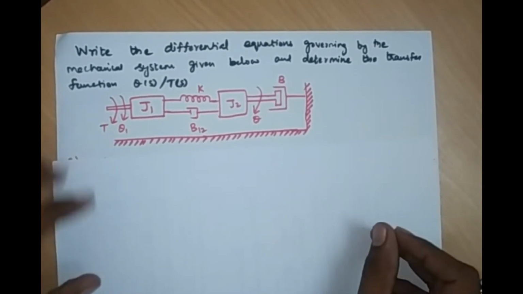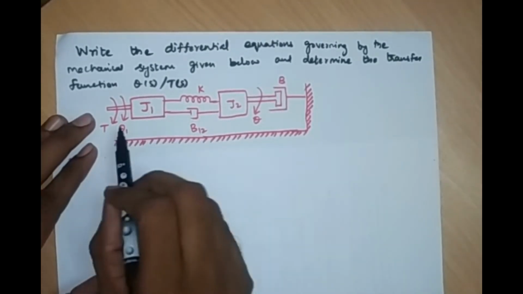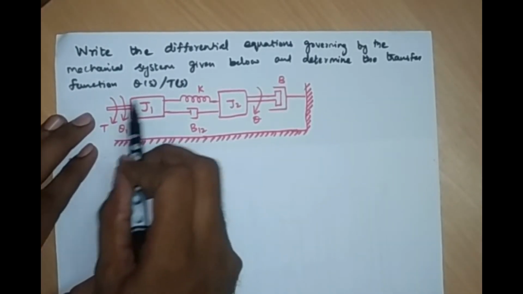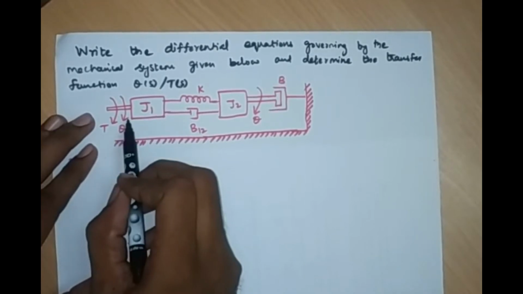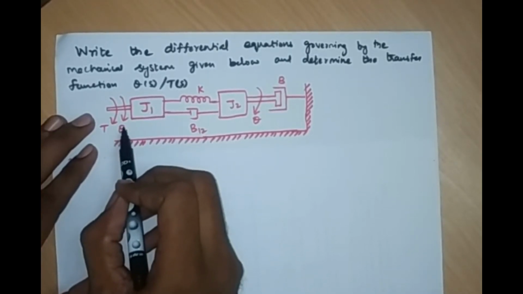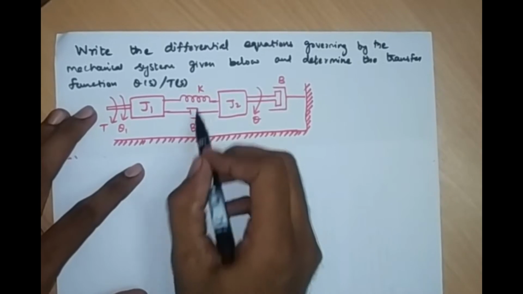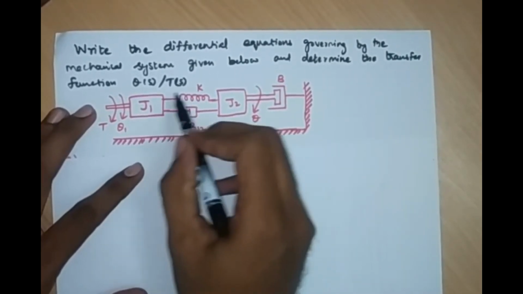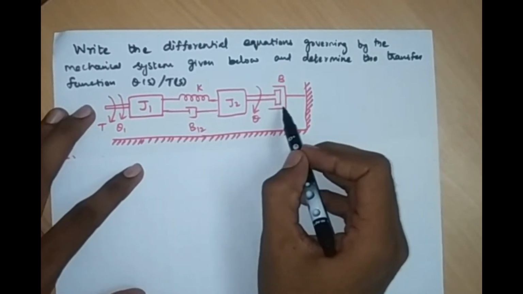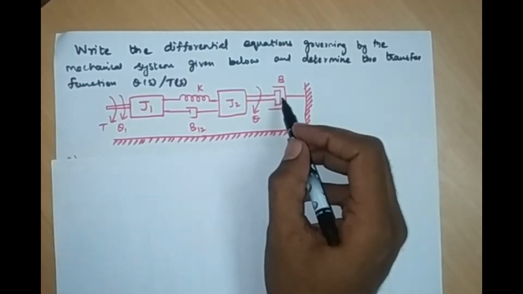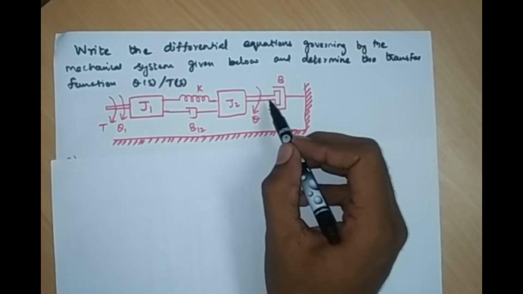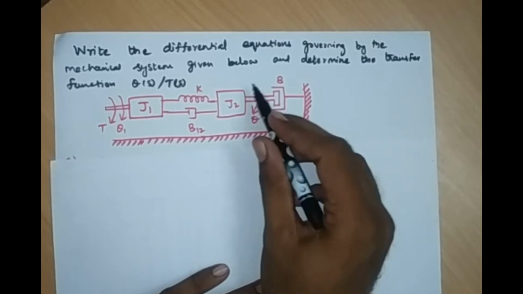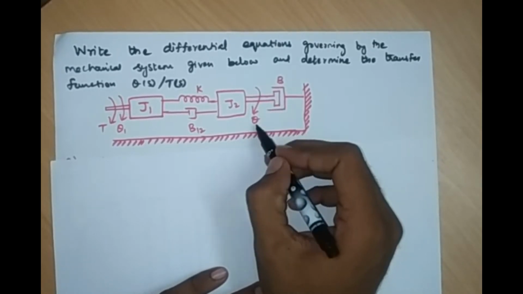So there are two J elements. This is the input torque T, applied at the J1 node. There will be an angular displacement, theta 1. And these are the two double end elements connecting both inertias, spring and dashpot. And this is the dashpot connected only with the inertia J2, and at this node there will be a displacement called theta.